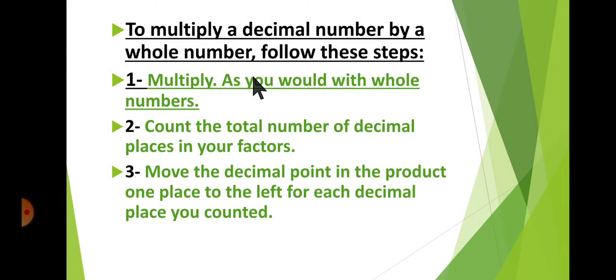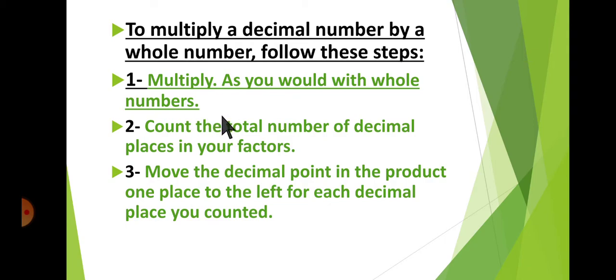Before we do the questions, first of all I will explain how we do multiplication of a decimal by a whole number. It means when you have one decimal number and another in whole number form, how do you multiply? Let's see. To multiply a decimal number by a whole number, follow these steps. First step, multiply as you would with whole numbers.